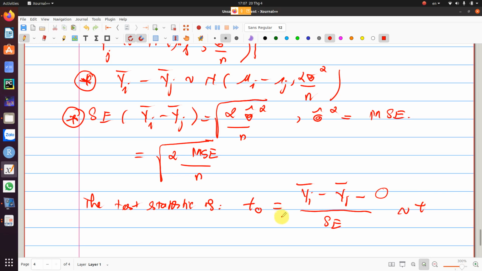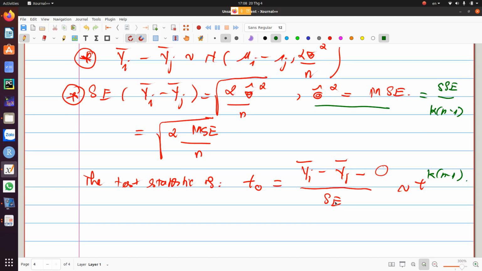Because it follows a student distribution, the degree of freedom in the student distribution always equals the degree of freedom used to calculate sigma square hat. Because sigma square hat equals MSE equals SSE over kn minus k, the degree of freedom in the student distribution is exactly the denominator here, so kn minus k. Okay, so we have the t-test. In the case of two-sided, we reject H0 if and only if the absolute value of T0 is greater than the critical value t kn minus k alpha over 2, using alpha over 2 because we have two-sided. If we have one-sided, we use alpha, that's it.